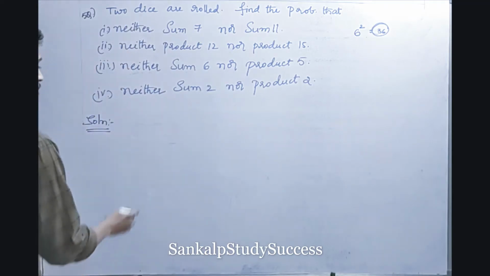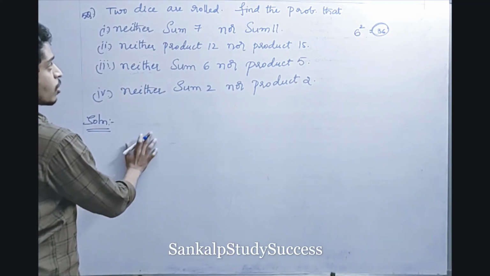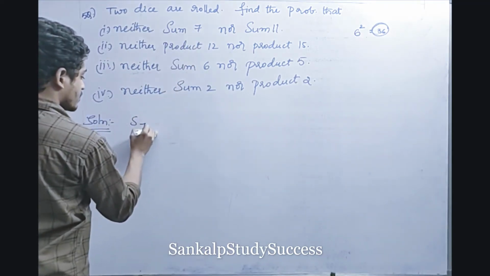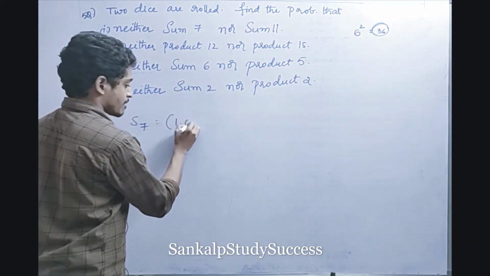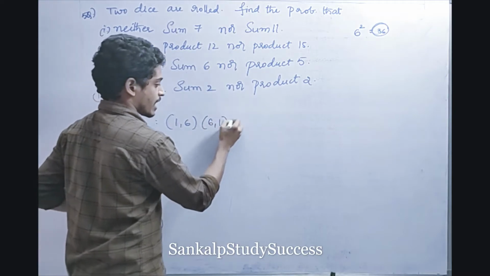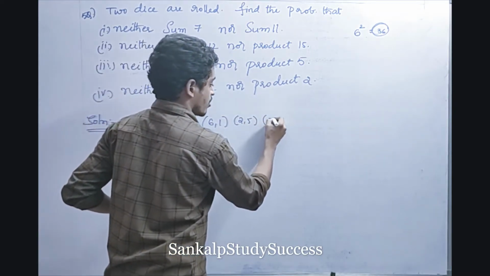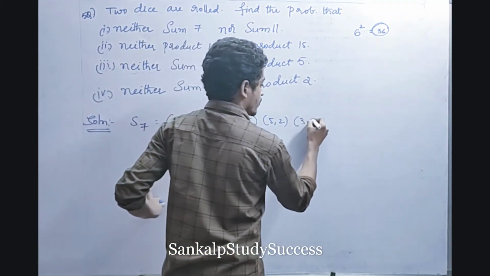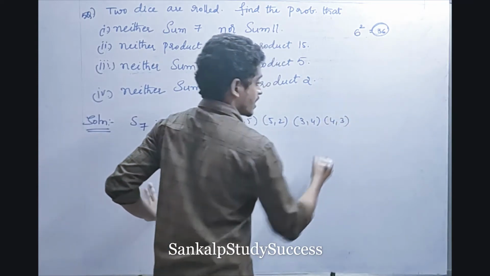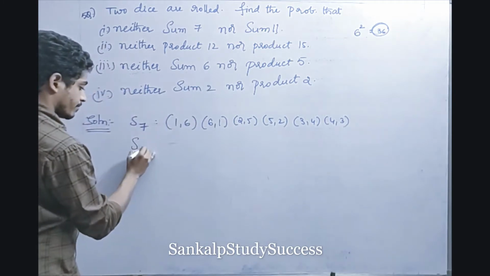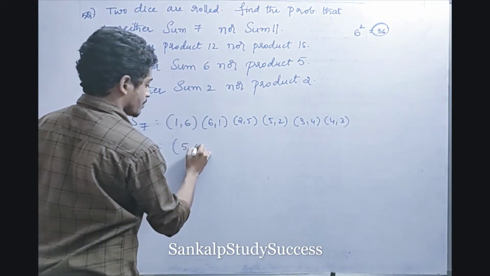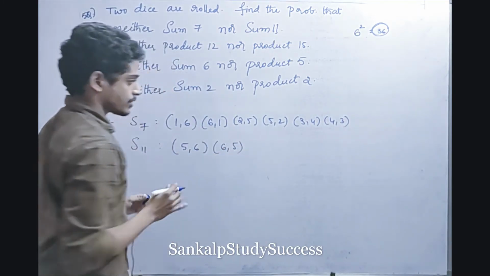So first, when 2 dice are rolled, what is the summation? When will sum 7 come? Whenever 1 comma 6 happens, 6 comma 1 happens, or 2 comma 5 happens, or 5 comma 2 happens, 3 comma 4 happens, or 4 comma 3 happens, right? So these are the possibilities. When will sum 11 come? Only when 5 comma 6 happens or 6 comma 5 happens, that's all, right?